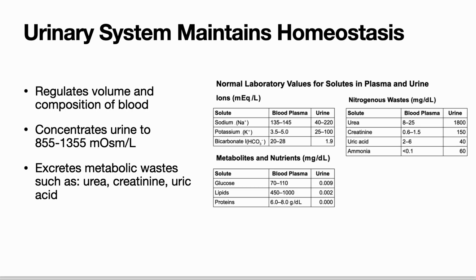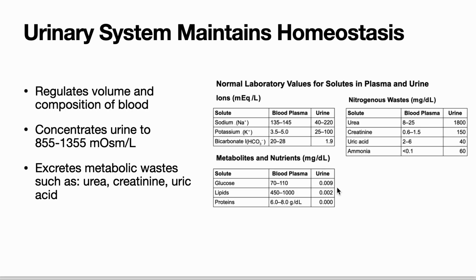The solute concentration per liter ends up between 855 and 1,355, typically speaking. And we're going to get rid of things in urine like urea. Remember, we make urea when we break down protein. Creatinine, which is from muscle function, and uric acid from breaking down nucleic acids.